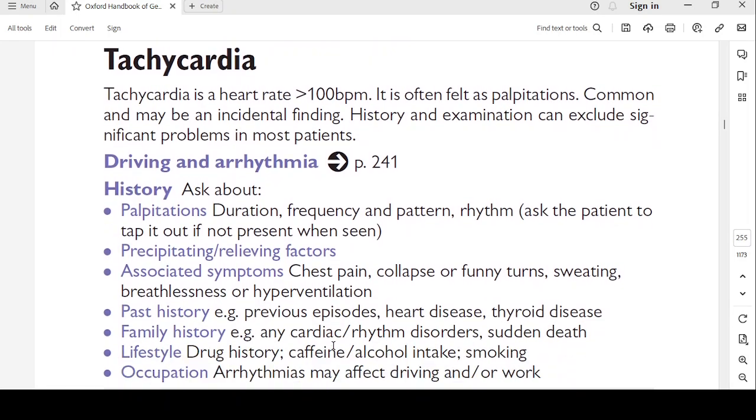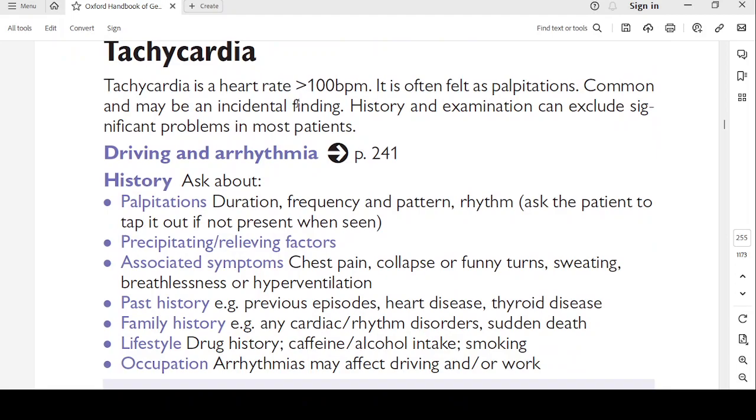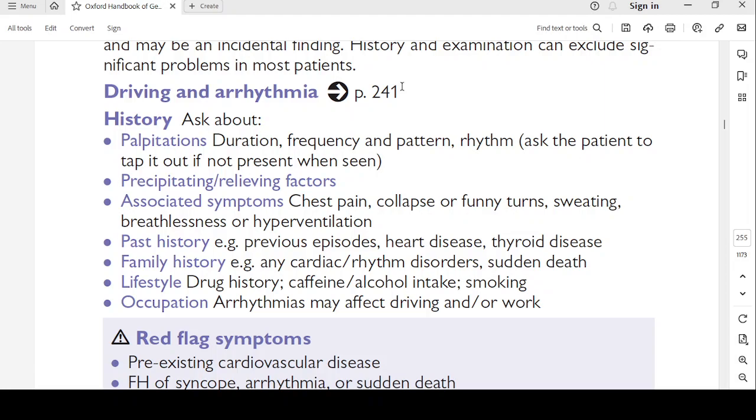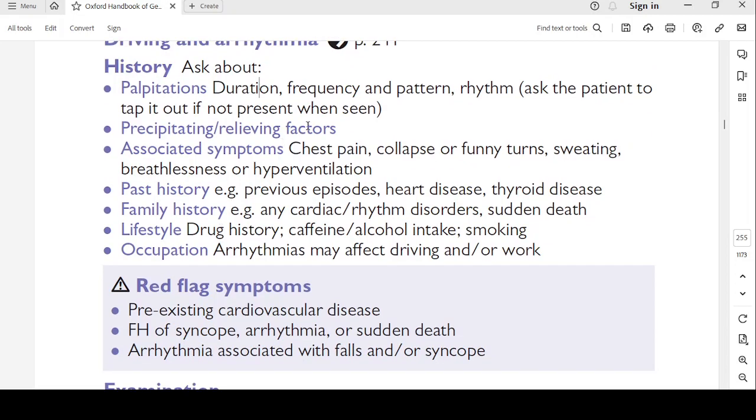238, tachycardia. Tachycardia is a heart rate of more than 100 beats per minute. It's often felt as palpitations, is common and may be an incidental finding. History and examination exclude significant problems in most patients. Driving and arrhythmias, we will see in 241. History: ask about palpitations, duration, frequency, pattern of palpitation, rhythm. Ask the patient to tap it out if not present when seen. The patient will be able to tap it on a table, whether the rhythm is regular or irregular. We have to try that.